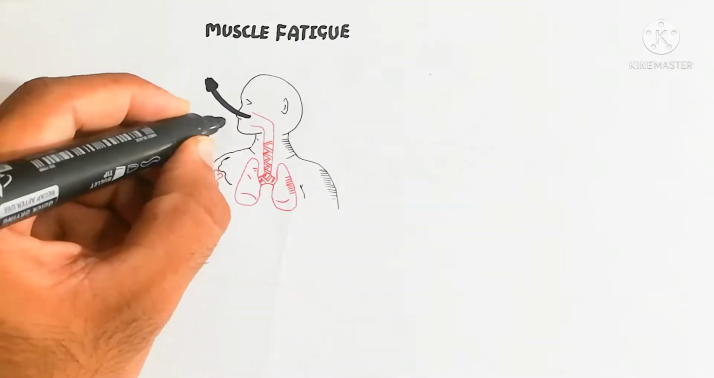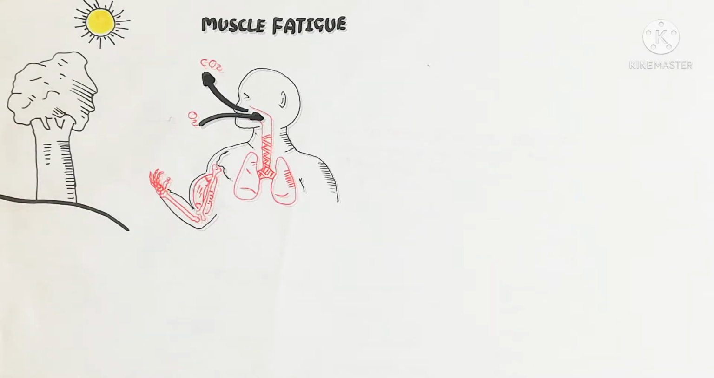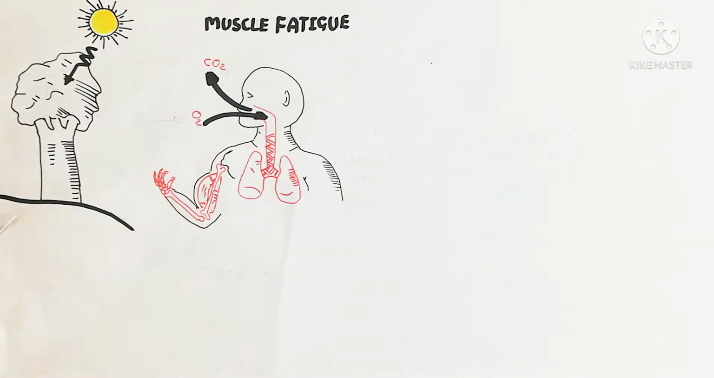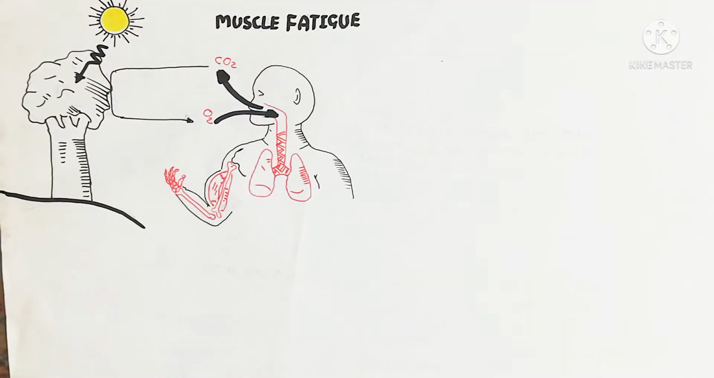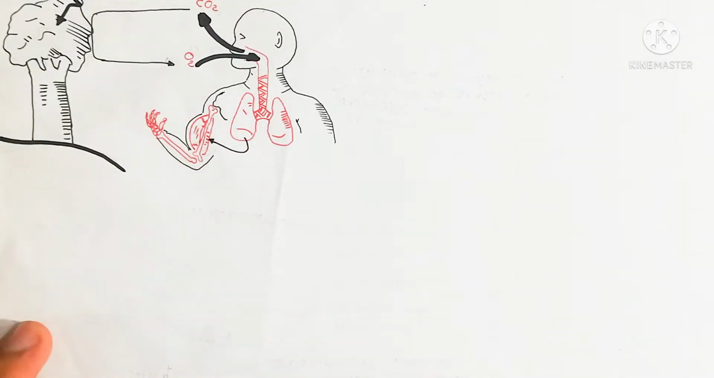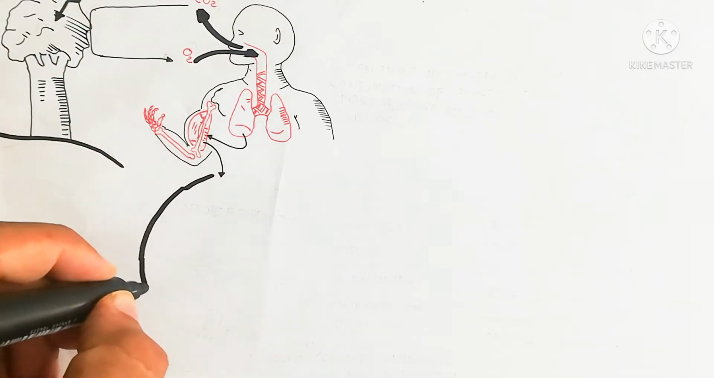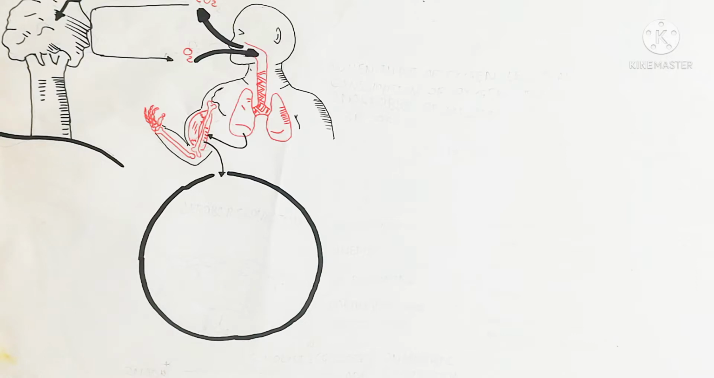So here is a person who consumes oxygen, and oxygen comes from the plant during photosynthesis, and the plant consumes carbon dioxide. This carbon dioxide is exhaled from the lungs and oxygen is inhaled into the lungs. A deficiency of oxygen will lead to muscle fatigue. Here, oxygen is used in the muscle as well as other tissues.